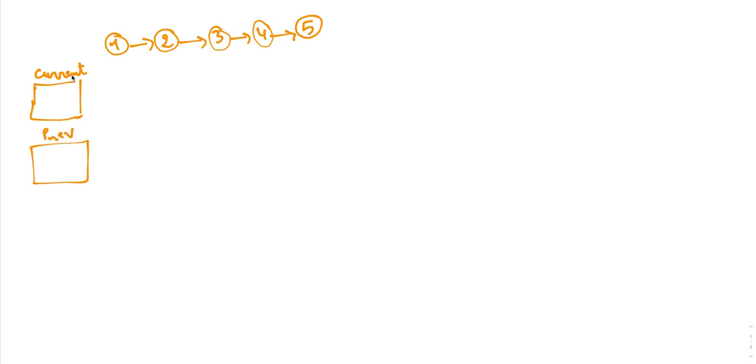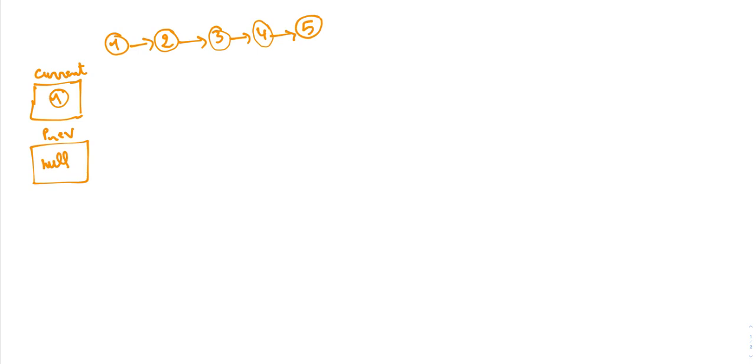Okay. My current will be initialized to 1. So my current will hold the reference to the first node, that is the head. And my previous will be initialized to null. Cool.